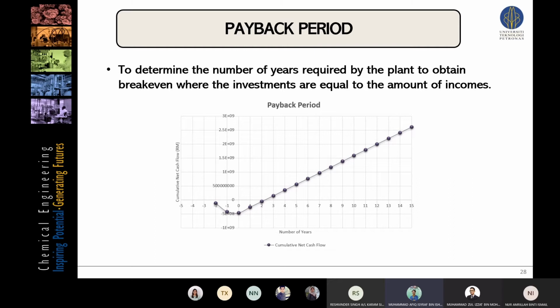where in the second year itself, the break-even can be achieved where the investment is equal to the incomes. Starting from the third year until the final year, which is the 15th year, we keep getting profit until the end of the plant lifespan.